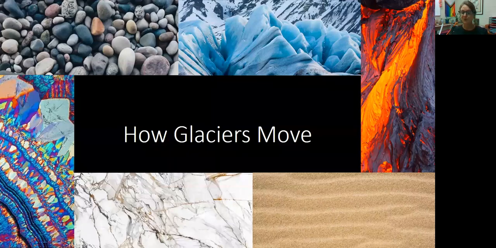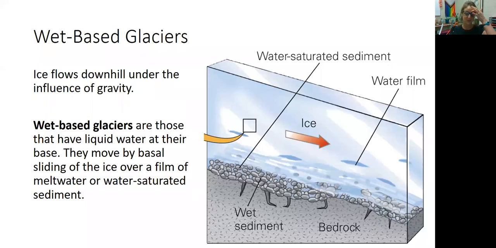Okay, so we know that glaciers do move, but if they're solid ice, how do they move? There's a couple ways that glaciers can move. All of them flow downhill under the force of gravity. Those that have a wet base, meaning there's water at the bottom of them between the ice and the land, are lubricated, so they can just slide right over the top of the sediment beneath them.